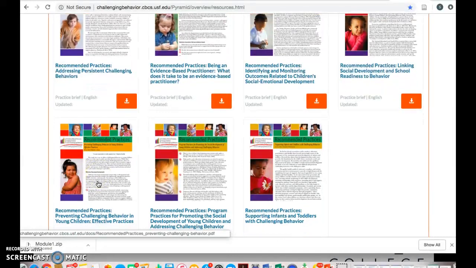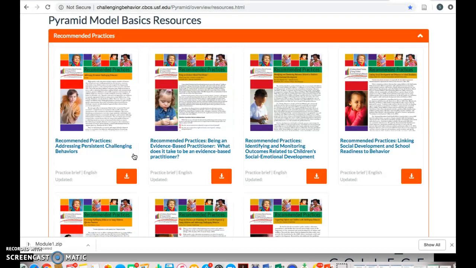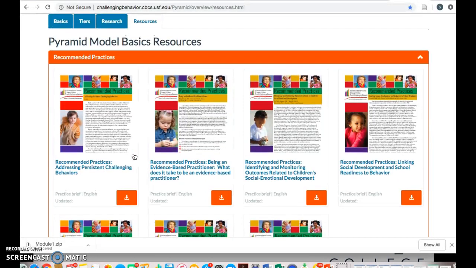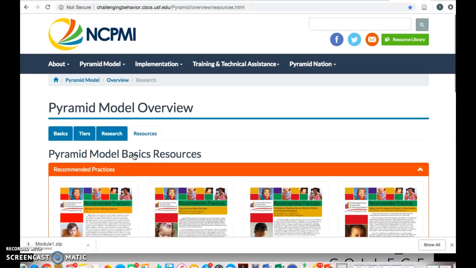It's really important to think about what the recommended practices are in the field, because they come right from the researchers who are constantly researching what the practices are that we need to use with children who need intervention supports for social emotional development and who have challenging behaviors.